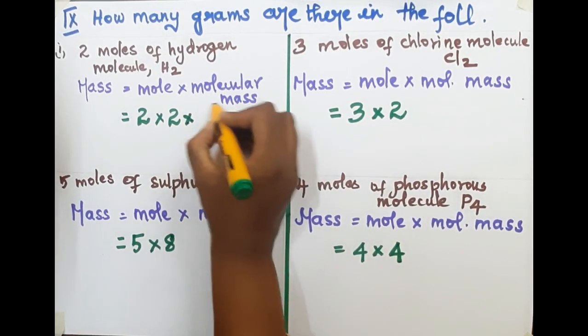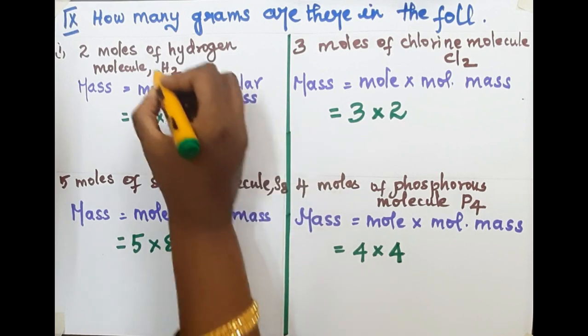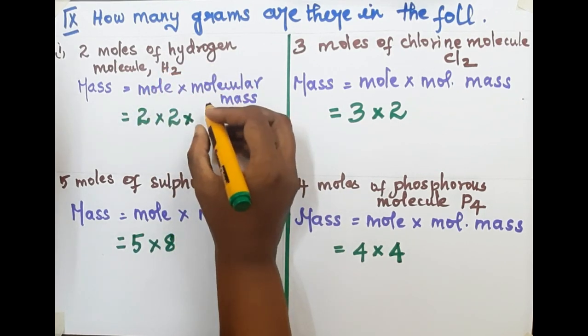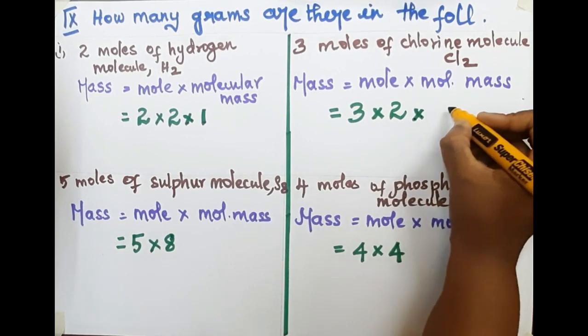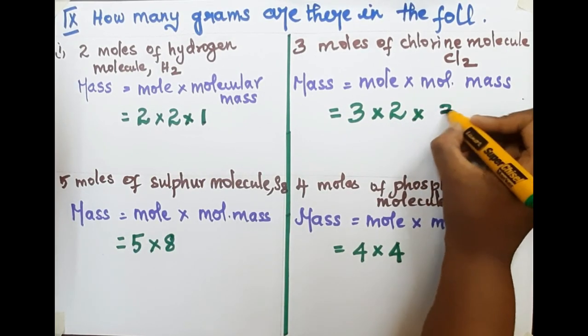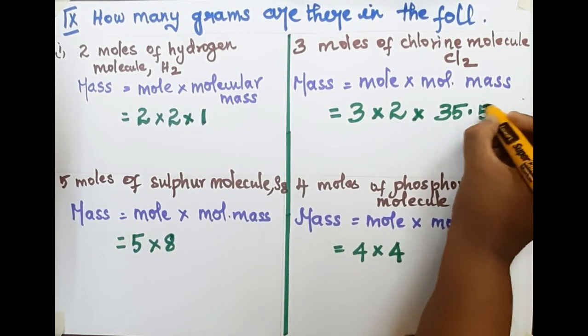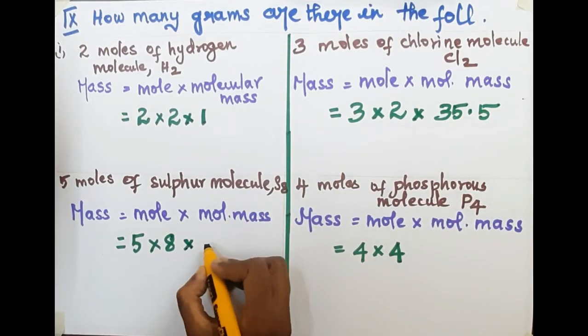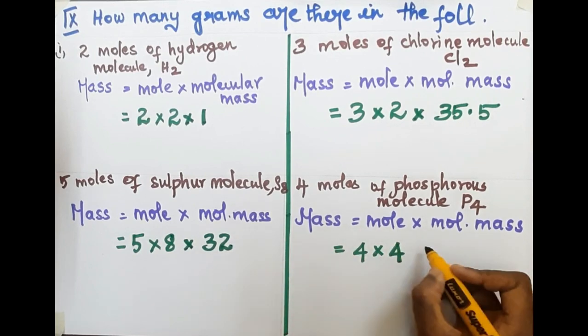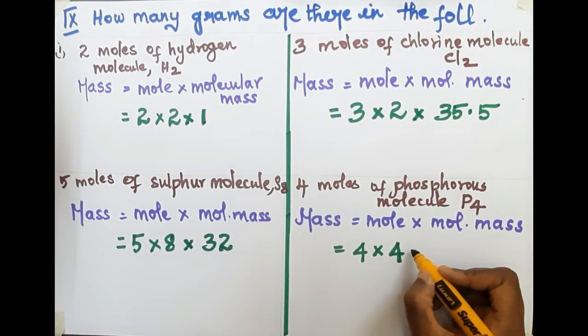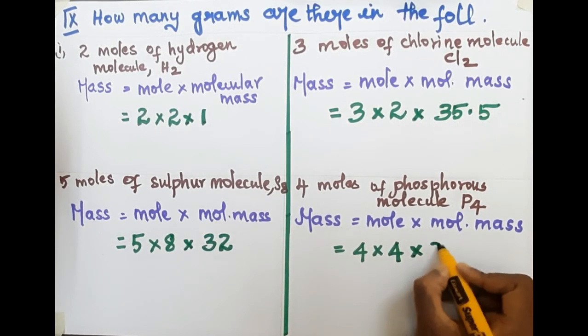Next, multiply by the mass. What is the mass of hydrogen, children? It is 1. What is the mass of chlorine? It is 35.5. What is the mass of sulfur? It is 32. And what is the mass of phosphorus? It is 31.